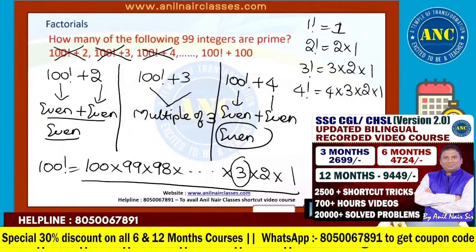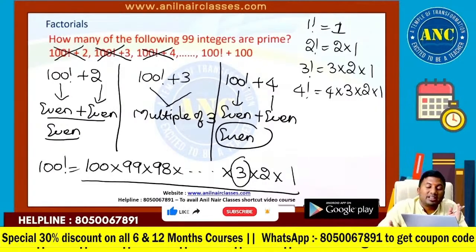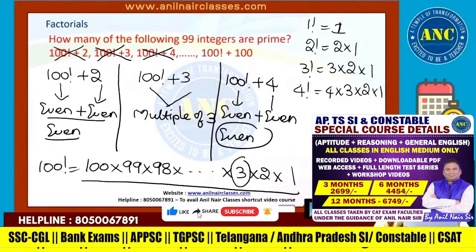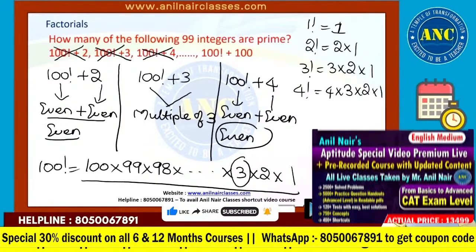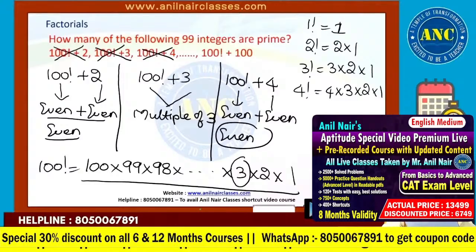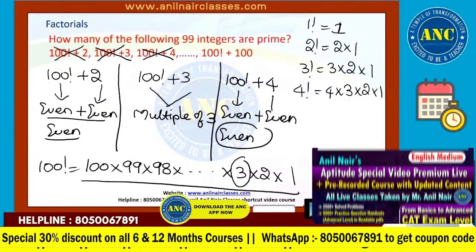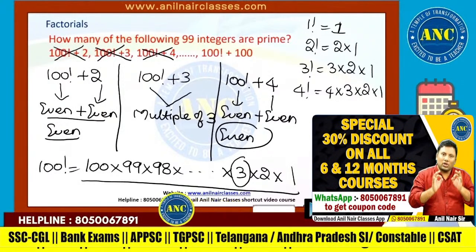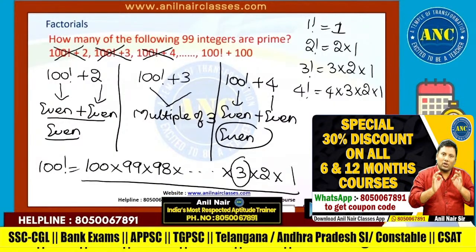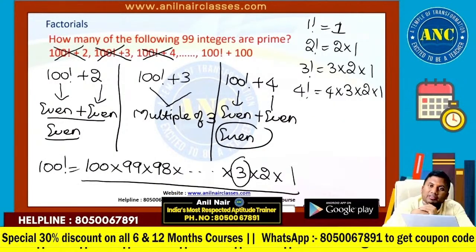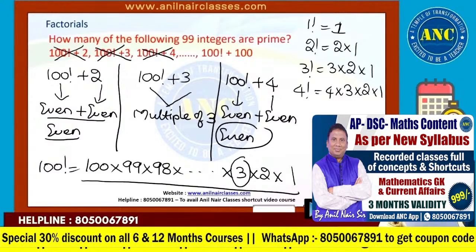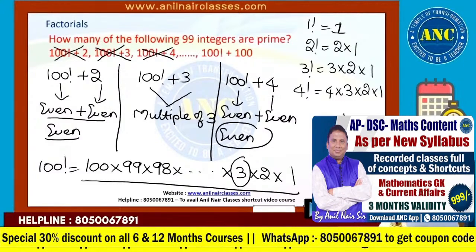100 factorial plus 5. 100 factorial contains 5. That means it is divisible by 5. Plus 5. 5 is also divisible by 5. If I add two numbers which are divisible by 5, answer will be divisible by 5. Is there any number which is divisible by 5 other than 5 which is a prime number? Not possible.